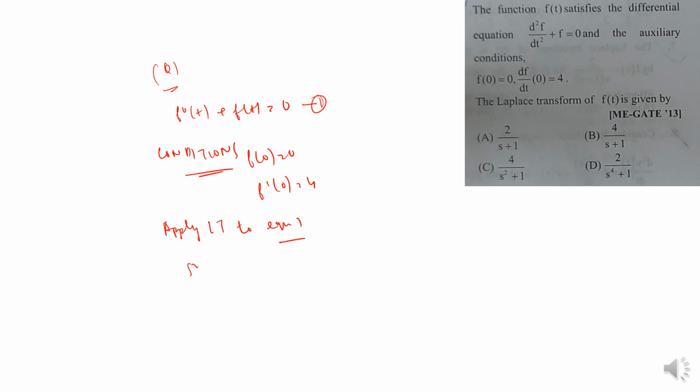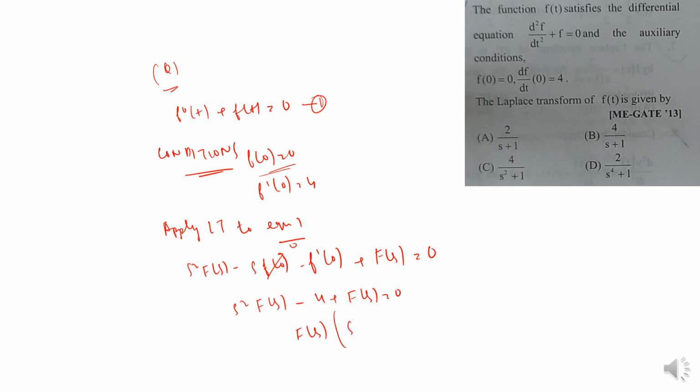So s square into F of s minus s into f of 0 minus f dash of 0 plus F of s is equal to 0. Here f of 0 is 0, so that term becomes 0, and f dash of 0 is 4. So s square into F of s minus 4 plus F of s is equal to 0. Taking F of s as common, (s square plus 1) F of s is equal to 4. Now we can write F of s is equal to 4 by s square plus 1. So the Laplace transform is 4 by s square plus 1. Option C.